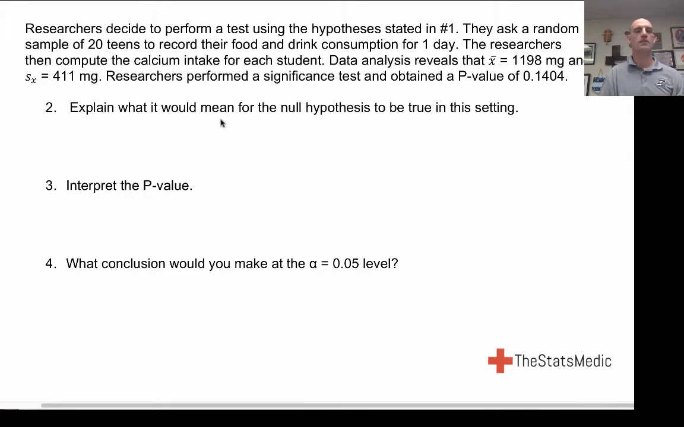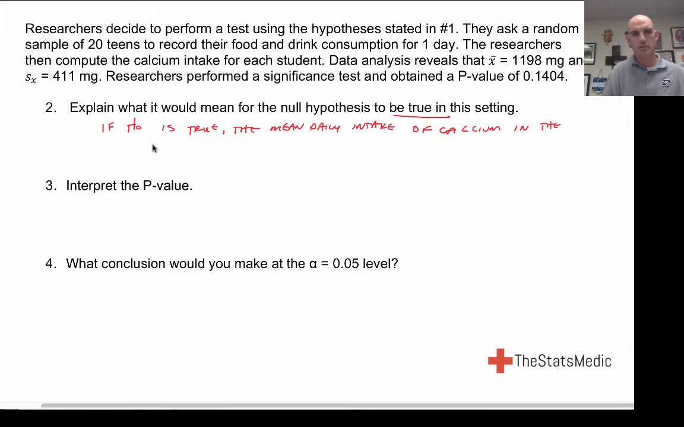Okay, so explain what it would mean for the null hypothesis to be true. If the null hypothesis is true, the mean daily intake of calcium in the population of teens is 1,300 milligrams. Okay, so if the null hypothesis is true, that's what it is.